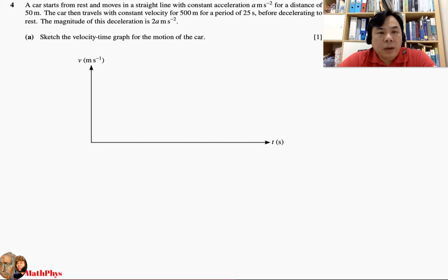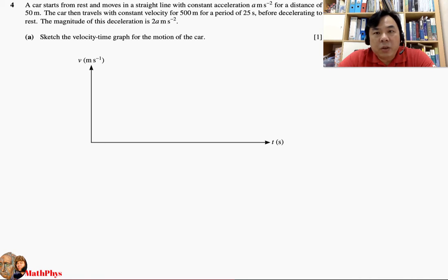Mainly, the first one is the acceleration. So the gradient of the velocity time graph represents acceleration, whereas the area under the graph represents displacement in this case. So I hope that is clear. Let's look at how to roughly sketch the motion of this car here.